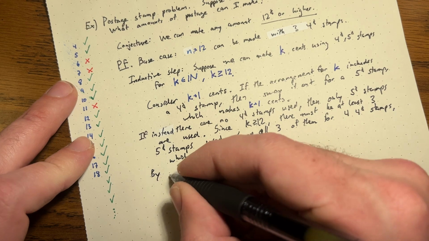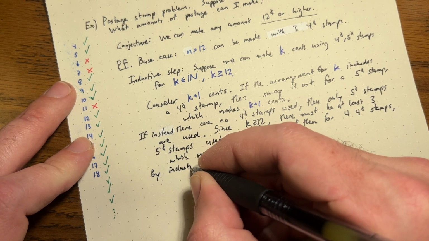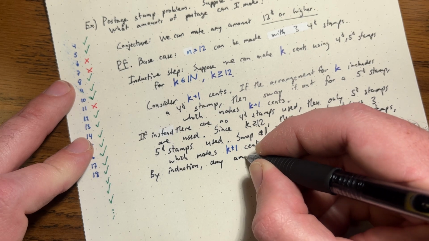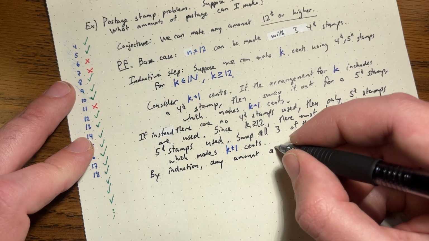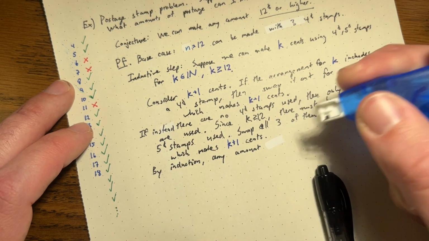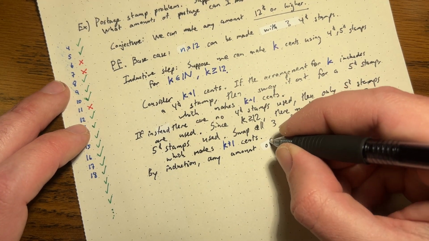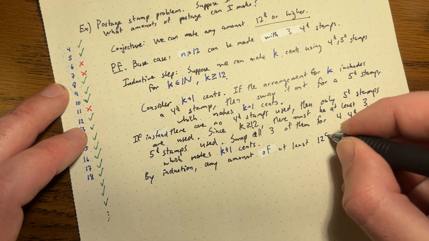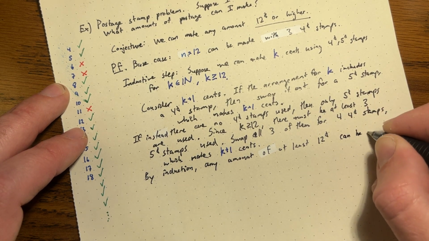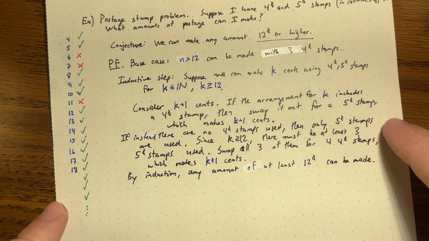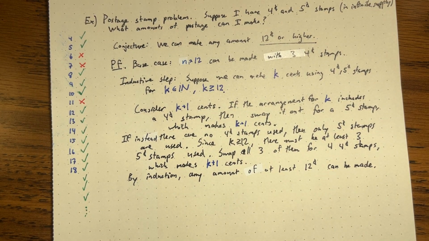So by induction, this shows that any amount of at least 12 cents can be made. Okay, so that was one where it required a little bit of thinking, but really nice problem, I think.